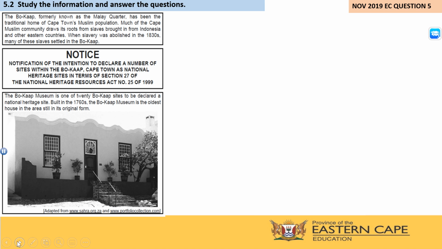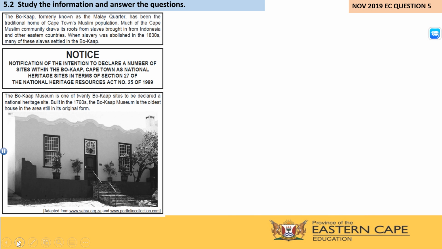Now, if we continue reading, you will see the notice says that notification of the intention to declare a number of sites within the Boer Kaap, Cape Town, as National Heritage Sites in terms of Section 27 of the National Heritage Resources Act number 25 of 1999. So that would be a notification that would appear in a document such as the Government Gazette.